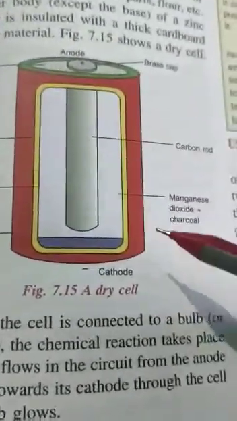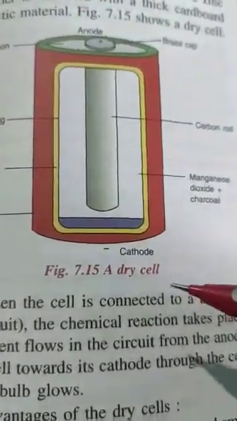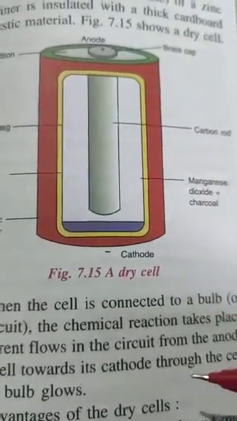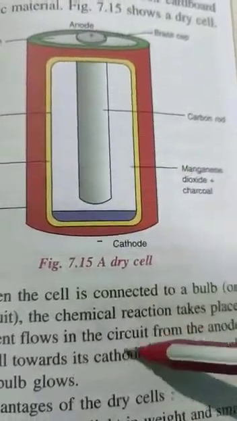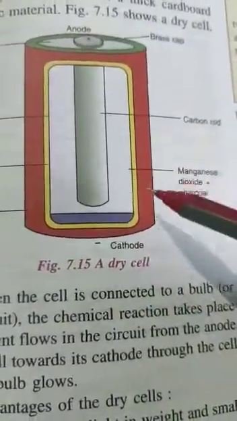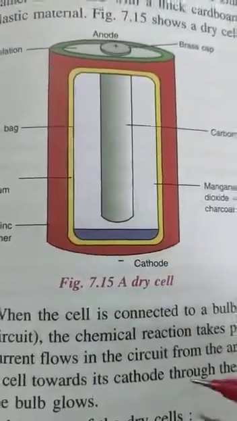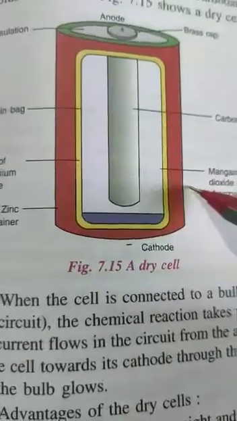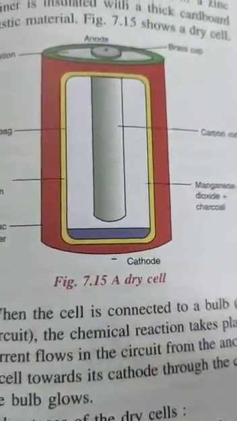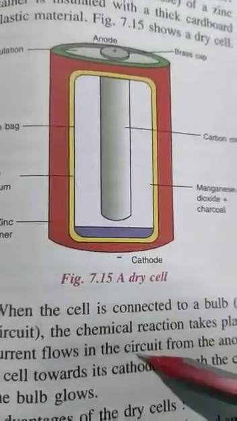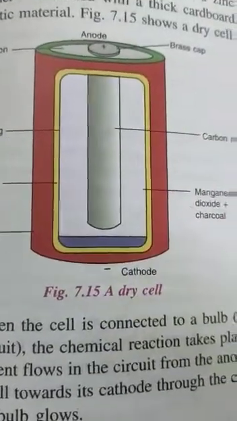So when the cell is connected to a bulb in a circuit, the chemical reaction takes place and current flows in the circuit from the anode of the cell towards its cathode through the cell and bulb, and the bulb glows. So what is the advantage, children? You know the advantage of dry cell. Dry cells are light in weight and small in size. They can be easily carried from one place to another. There is no fear of leakage in the dry cell, and they can easily be used to run simple electrical devices. So these are the simple uses.